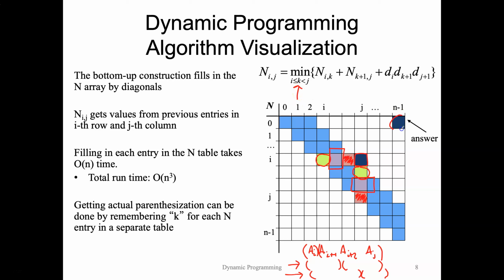This will give us the minimum number of scalar operations, but in order to figure out the full parenthesization, we have to figure out where we performed those last multiplications, which gave us that minimum number. So we can do that by remembering separately a k table as well, of what was that minimum k of all of these possible values where we could do our last multiplication, which one of them actually gave us the least number of scalar operations.